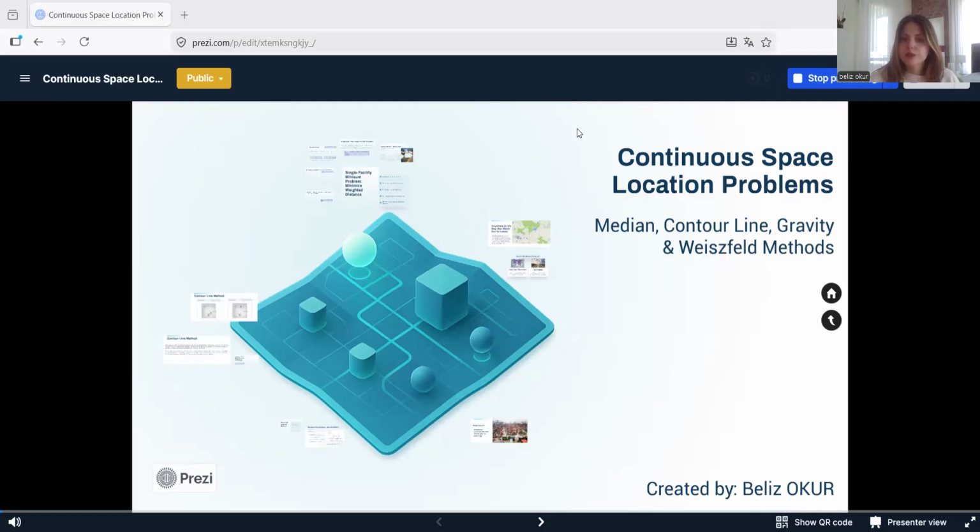I'm Belias. Today we will look at continuous space location problems. We will learn the median method, how to deal with real world problems using contour lines, and how to use linear programming tricks for software like games. Let's start.